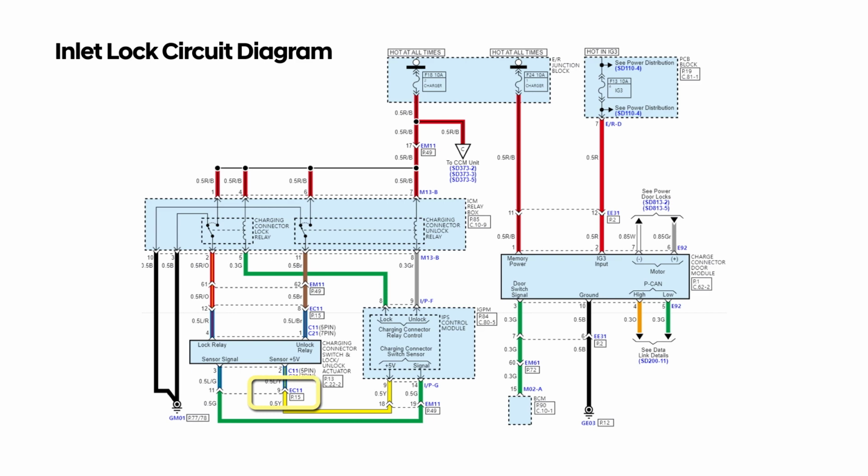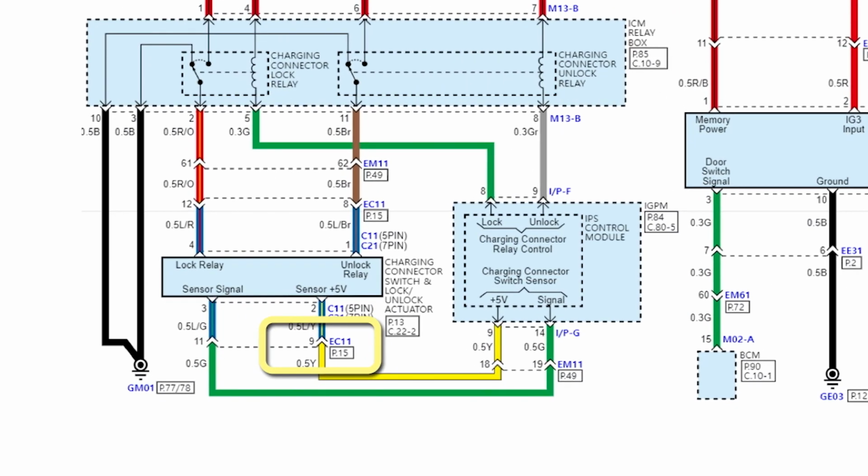As a result of inspection, it was confirmed that the EC11 connector between the inlet lock relay and the inlet lock actuator had a poor contact on the power line terminal. After repairing, EV vehicle can be charged normally.